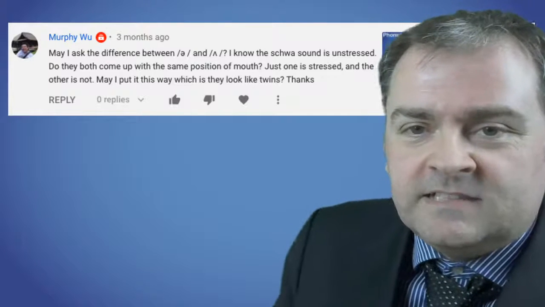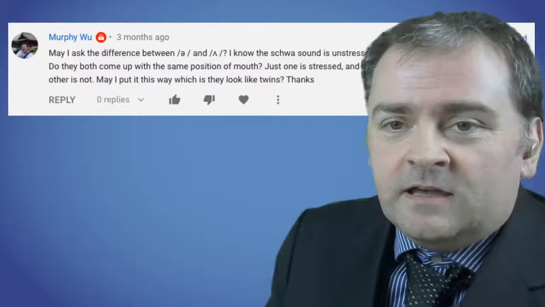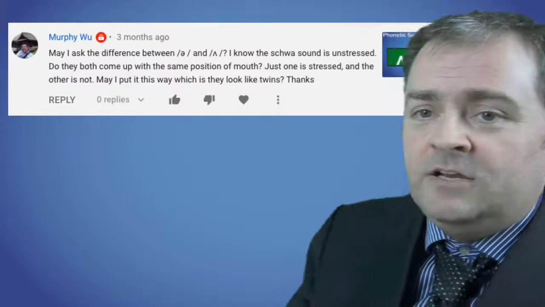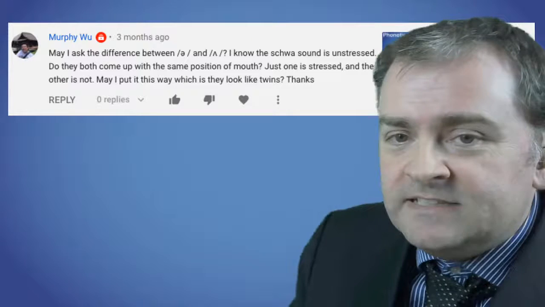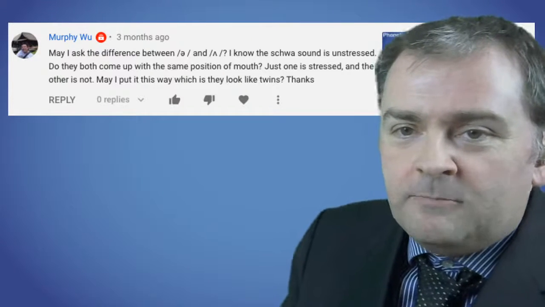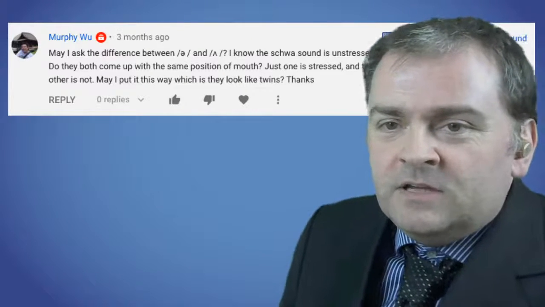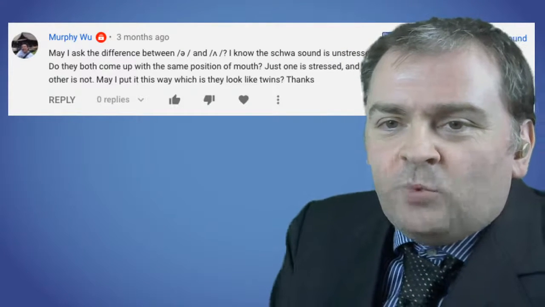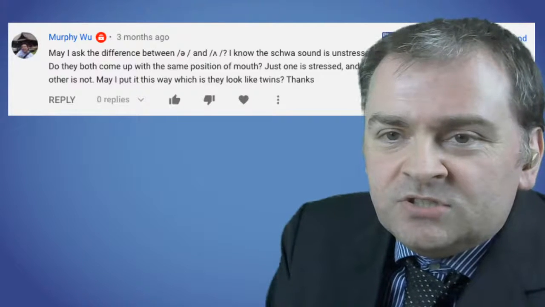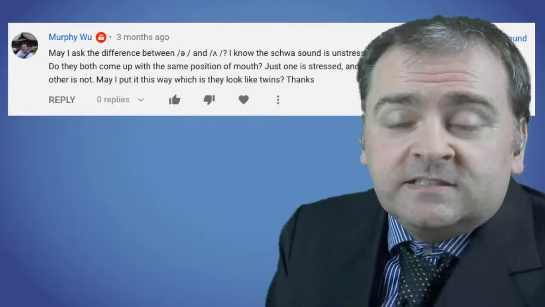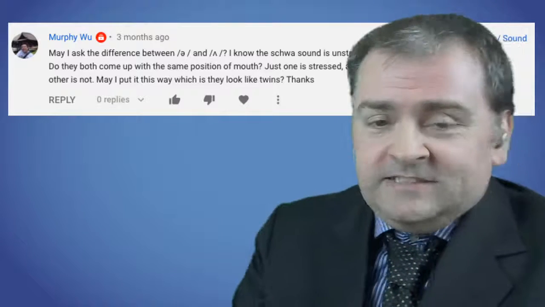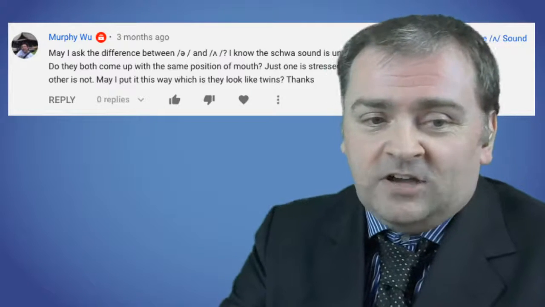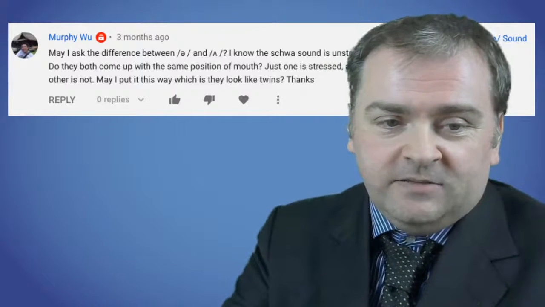So Murphy says, may I ask the difference between the sound and the schwa sound? I know the schwa sound is unstressed. Do they both come up with the same position of the mouth, just one is stressed and the other is not? Or may I put it this way, they look like twins. Thanks. So yes, these two sounds, the schwa and the other sound, are very, very similar.